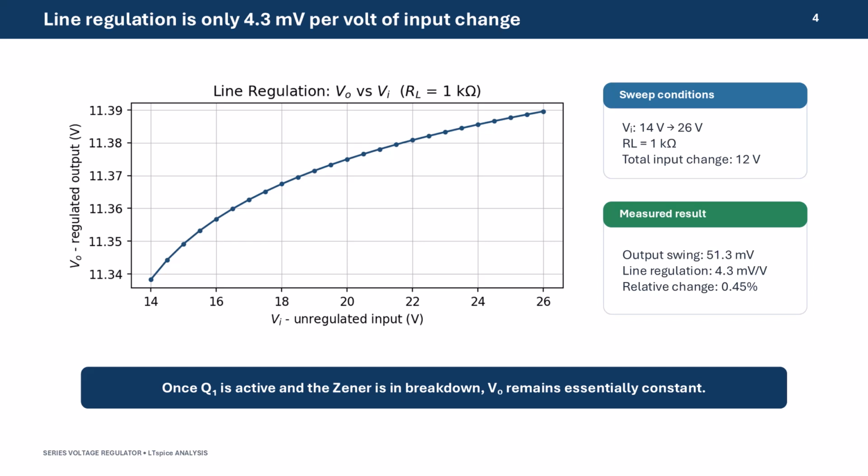Dividing the output change by the input change gives a line regulation of approximately 4.3 millivolts per volt. This is only 0.45% of the output voltage. The plot therefore confirms that the Zener reference and series pass transistor reject most of the input supply variation.